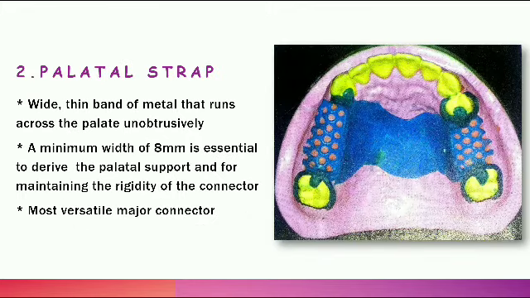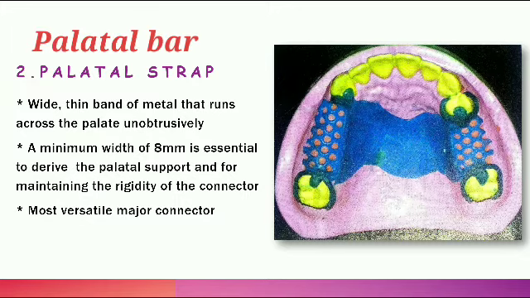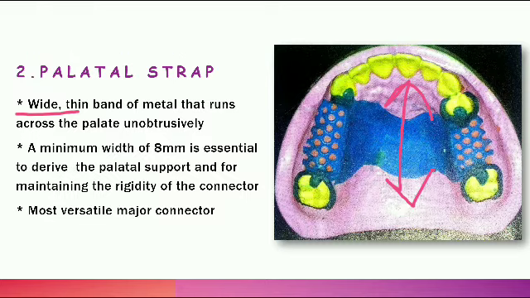First, let us understand what is palatal strap. As compared to palatal bar, palatal strap is wide in the anterior-posterior dimension, whereas palatal bar was narrow in the anterior-posterior dimension. And this palatal strap is made up of a thin band of metal, and it runs across the palate, as you can see in this diagram.